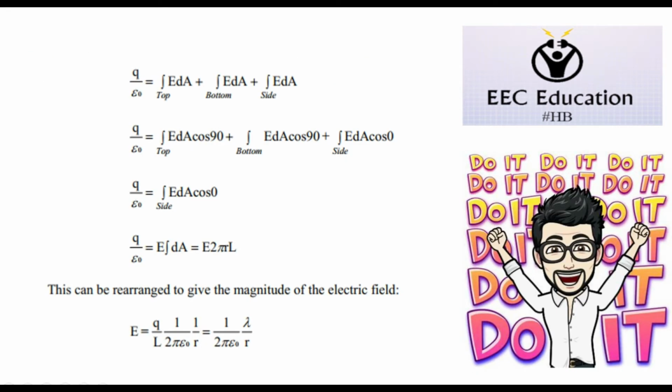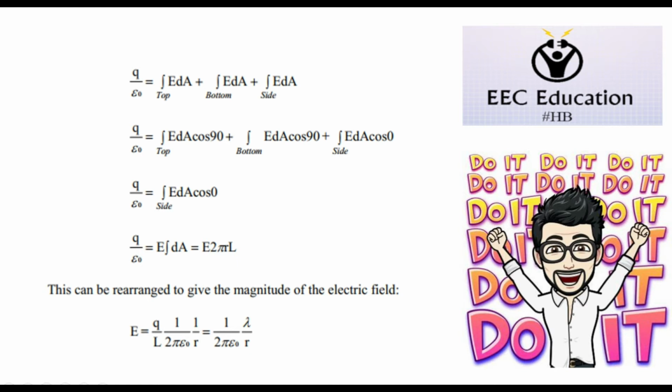The net charge enclosed by the surface is equal to lambda times L. The electric field lines are parallel to the surface vectors around the curved surface of the cylinder, and perpendicular to the surface vectors of the top and the bottom.